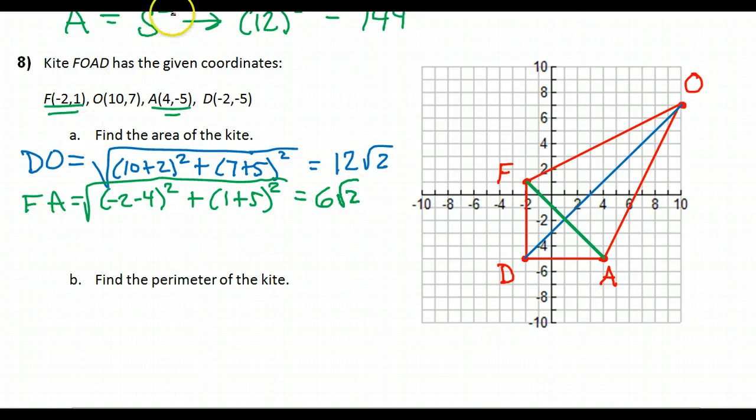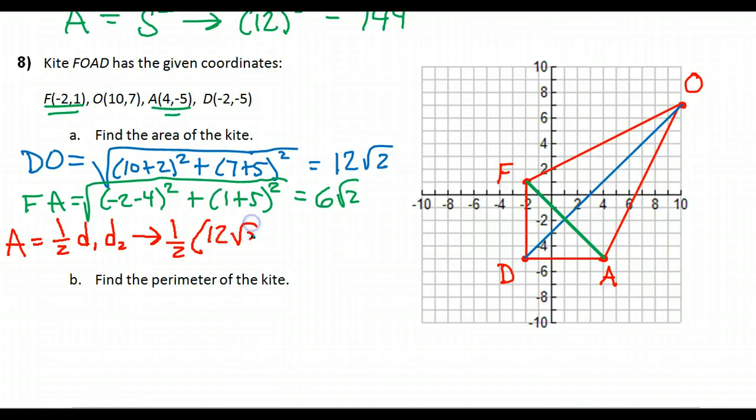Okay, so if I want to find the area of a kite, the area of a kite is 1/2 diagonal times diagonal, which in this case is going to be 1/2 times 12 radical 2 times 6 radical 2. Put that in your calculator, see what happens. That's going to be 72. So that is the area of this kite.